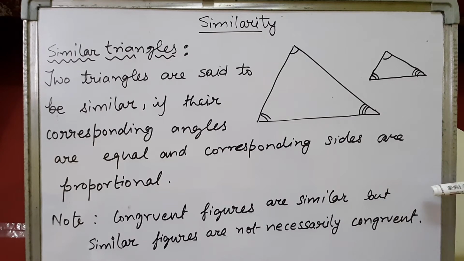And we have to understand that all congruent figures are similar, but similar figures are not necessarily congruent. When the size of the triangle becomes equal in a similarity, then the triangles become congruent. In congruent figures, the size and shape both are the same, but in similarity, the shape is the same, the size is not the same. All right, please note down this much first.